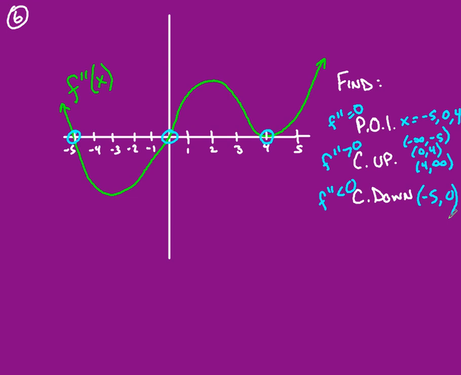So hopefully this helps clarify a little bit about how we can analyze the graphs of both f of x, f prime of x, and f double prime of x to find the various pieces of information that we might need. Anything from extrema, critical numbers, points of inflection, concavity, increasing, decreasing, all of the above.